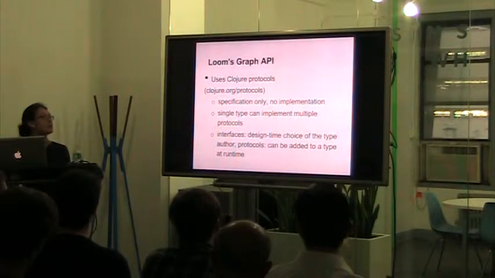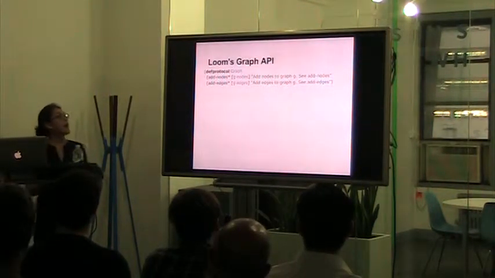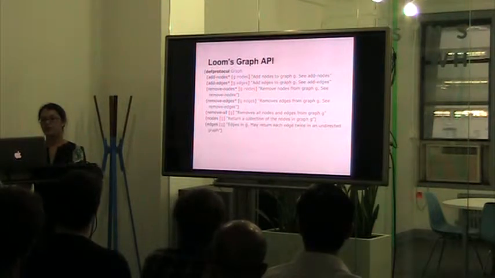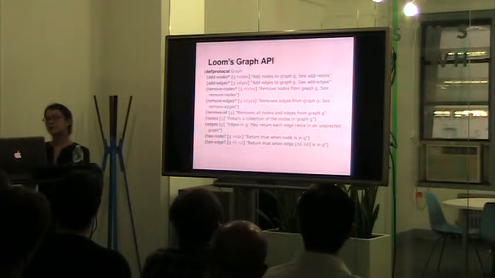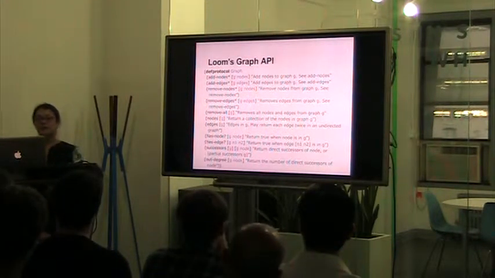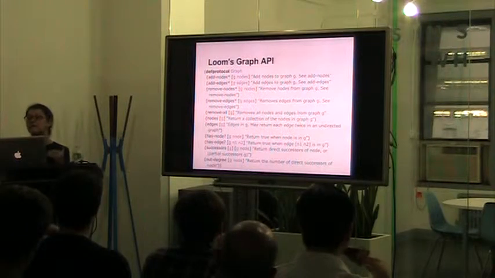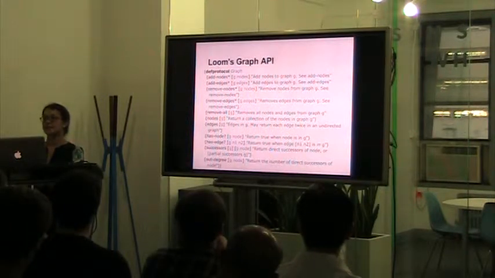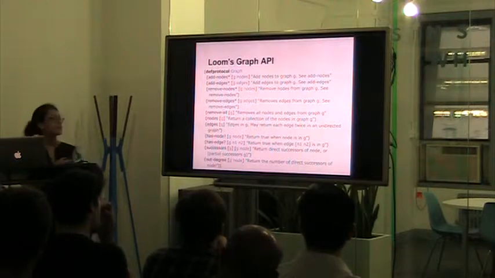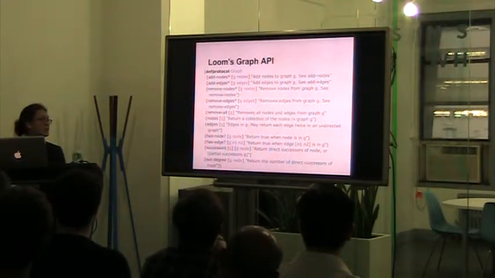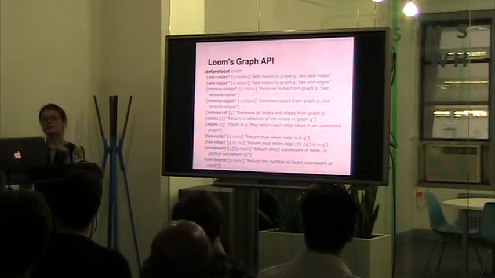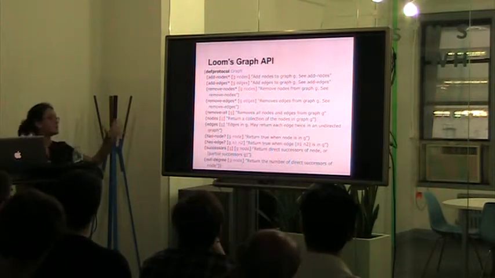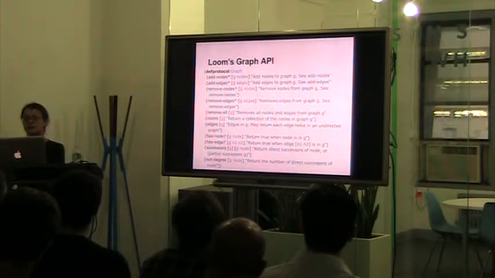So let's take a look at the actual graph API. We have a protocol graph, which has a way to add nodes and edges, remove them, read the nodes and edges, determine the membership of them in a graph, as well as two functions, successors and outdegree. Successors is a function that returns direct successors for a node in a graph. And outdegree just counts the number of direct successors for a node. Now, you may notice that successors has two arities, g and g node. Clojure doesn't have curried functions, so this is a way to create curried functions by using one argument and creating the partials, and we'll look at them in a moment.